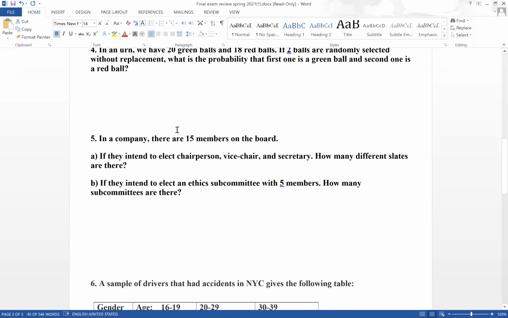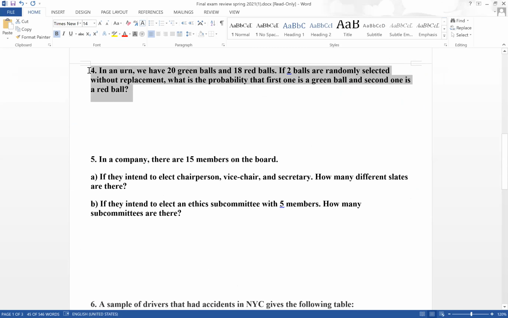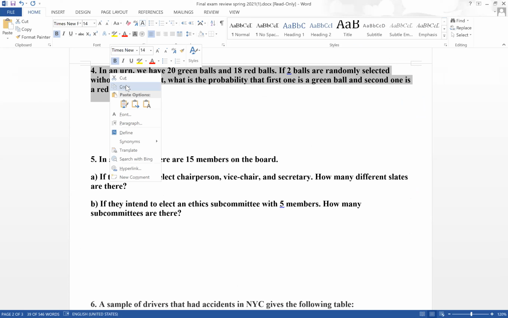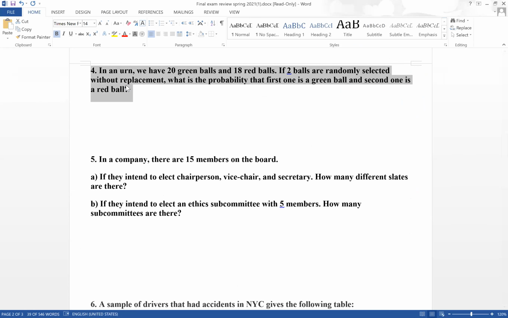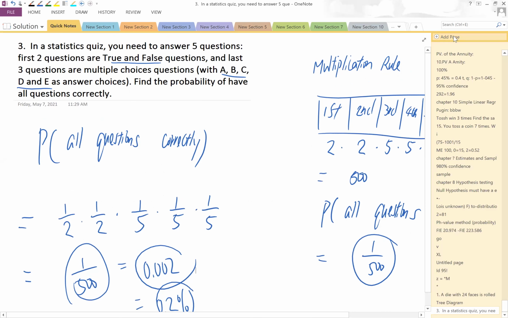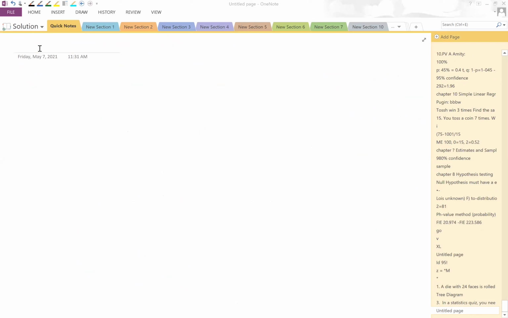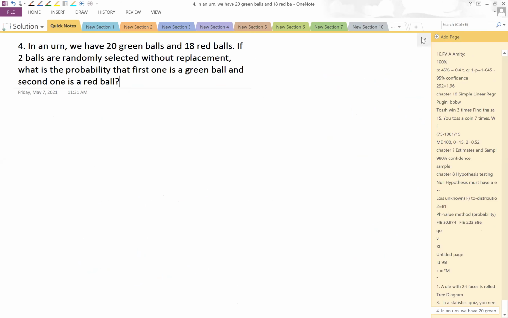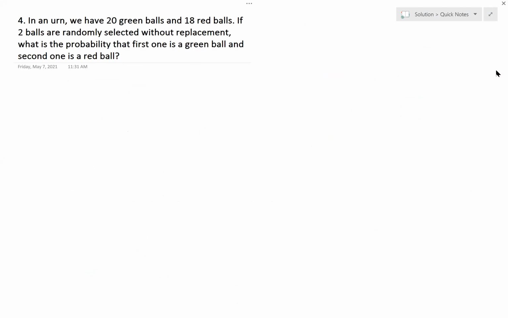Question 4 is about with or without replacement. So let's look at this. Basically, this is a very famous ERM question, and this type of question is very famous in the probability field. So in ERM, we have 20 green balls, 18 red balls. If 2 balls are randomly selected without replacement, so this is a key thing, right?